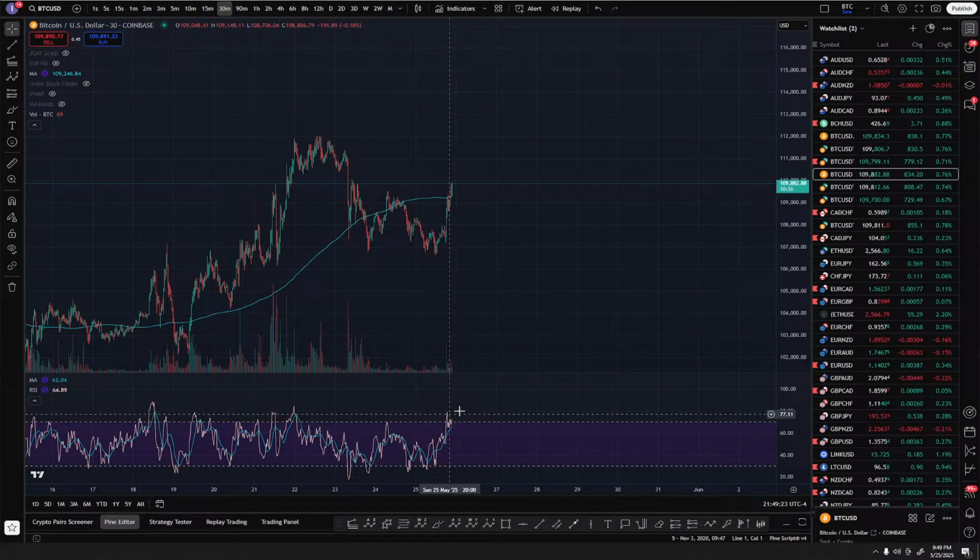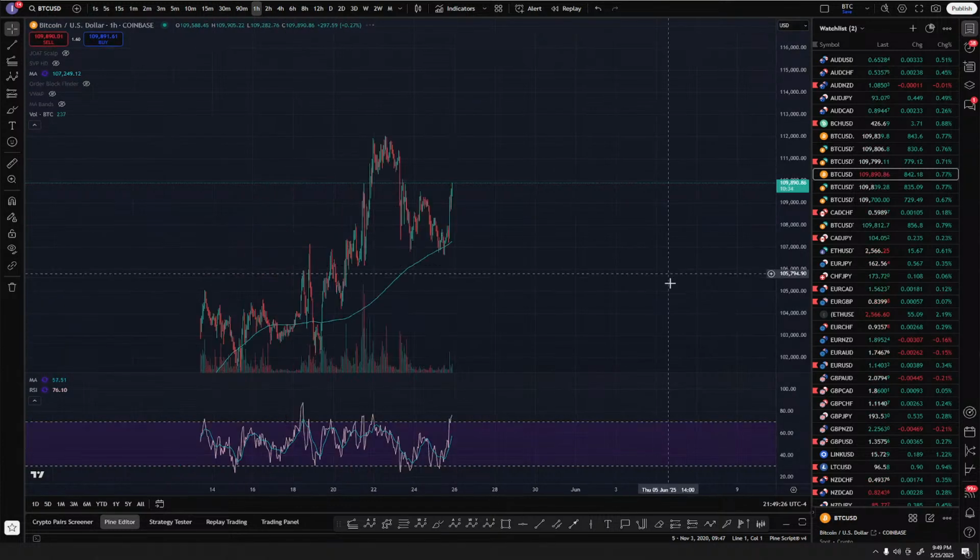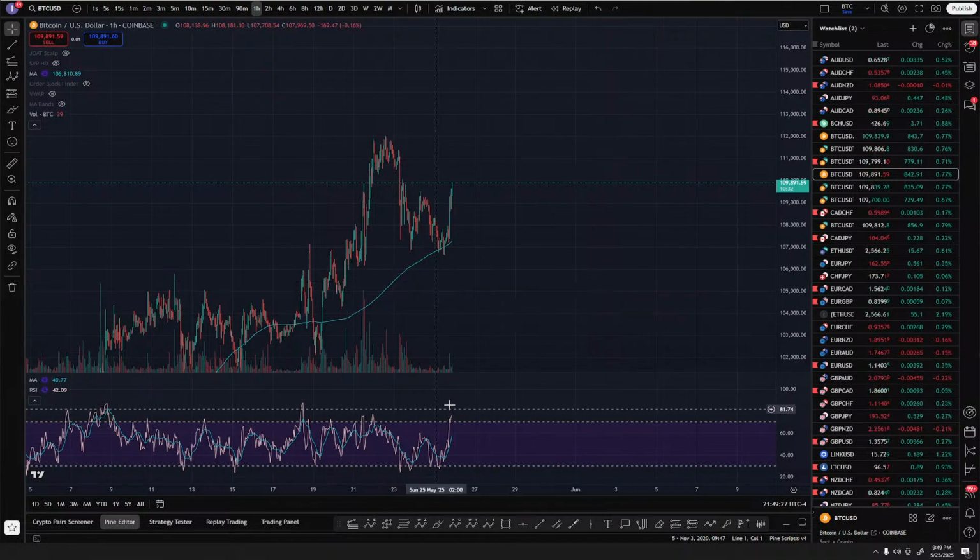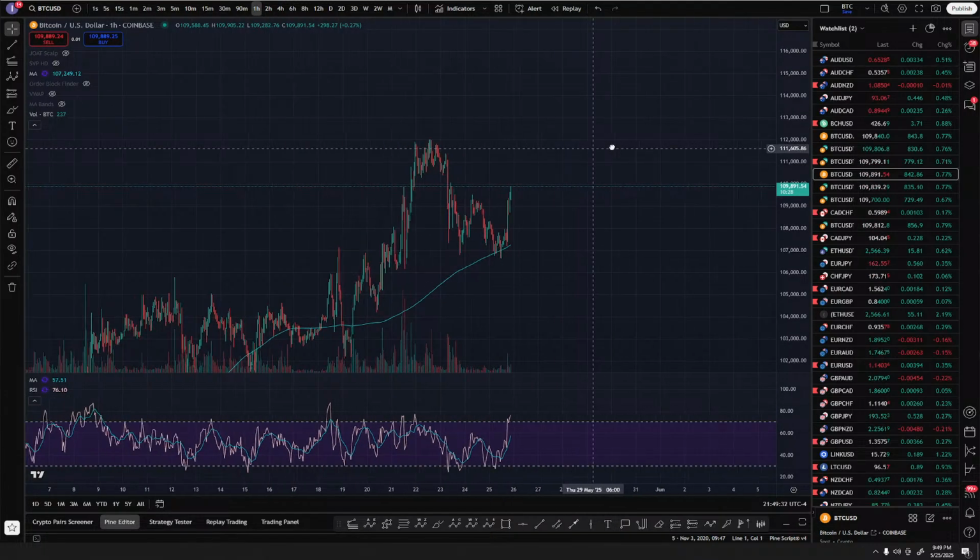But we are overbought here in the 30-minute. Let's see what the hourly looks like. It's not finished yet. It's not ready to be done. Not getting the wave structure that looks finished there.